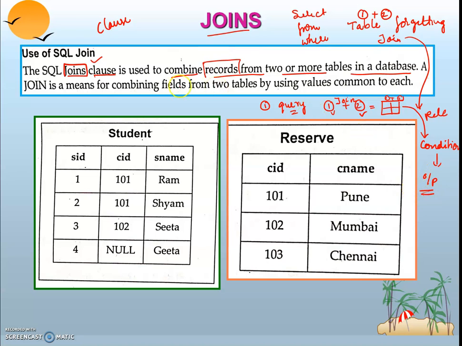So that's why we have something called joins in SQL. A join is a means of combining the fields from two tables by using the values common to each other. What is this line saying? It is very simple. Keep in mind, there is one main condition that has to be satisfied for applying joins. The condition is that there should be a common attribute between both the tables.